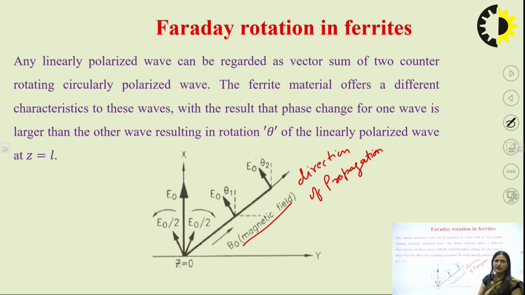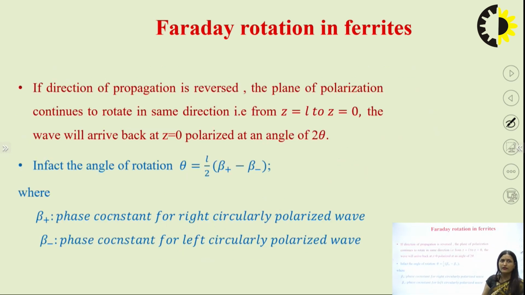If the phase change is different, there will be a resulting rotation theta, and this is the rotation theta of the linearly polarized wave at a distance of z equal to L. It means if in the direction of propagation one linearly polarized waveform is given, because of the rotating circularly polarized waves, it will have two phases. It means it will behave differently for both types of rotation. So the phase change of one wave is larger than the other and there will be a formation of angle theta. And what is that theta?